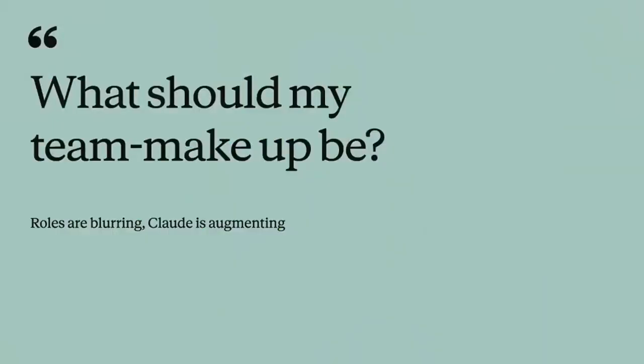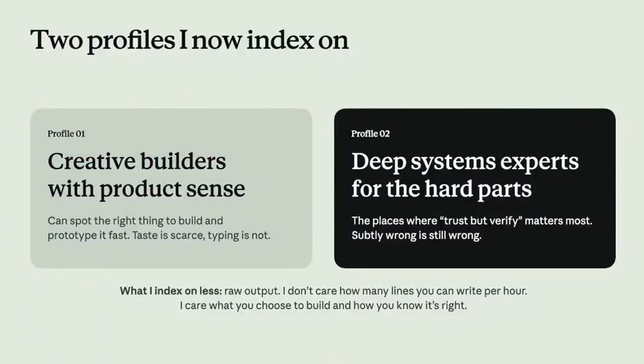Which leads me to, what should my team makeup be? Because roles are blurring, Claude is augmenting. On Claude Code, there are two profiles for engineers that I've really heavily indexed on. One is creative builders with product sense. Usually these are the dreamers. There will be a big sense of curiosity. You're really passionate about, here's a problem, maybe I could ship a product that solves that problem. But then there's a lot of iteration to make sure you're delivering a delightful experience. The other one is deep systems expertise. When I first joined the Claude Code team, I noticed we were pretty good with product generalists and creative folks, but we were missing folks with distributed systems expertise.